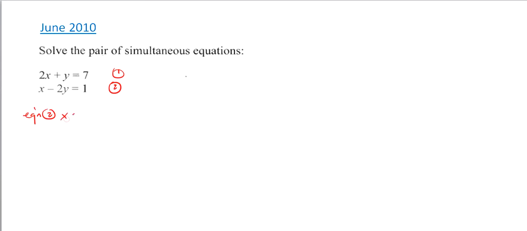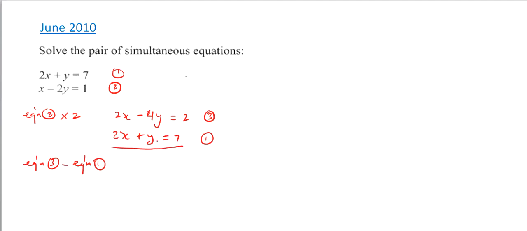I'm going to multiply it by 2, right? And when I do that, I end up with 2x minus 4y is equal to 2. I'm going to call that equation 3. And let's write back equation 1. So we have 2x plus y is equal to 7. Right? And we can eliminate the x by subtracting the two equations. So we say equation 3 minus equation 1.